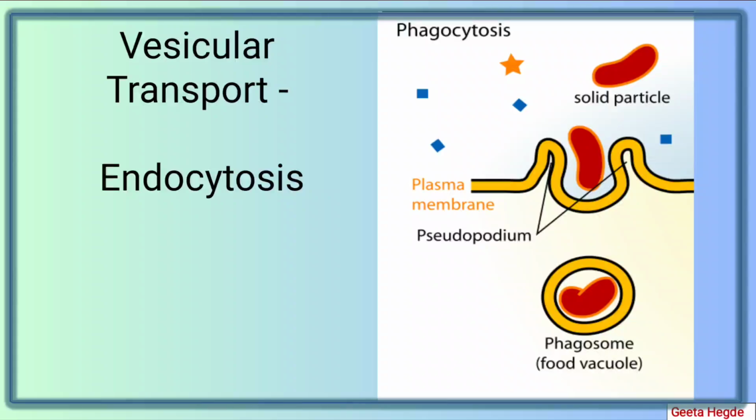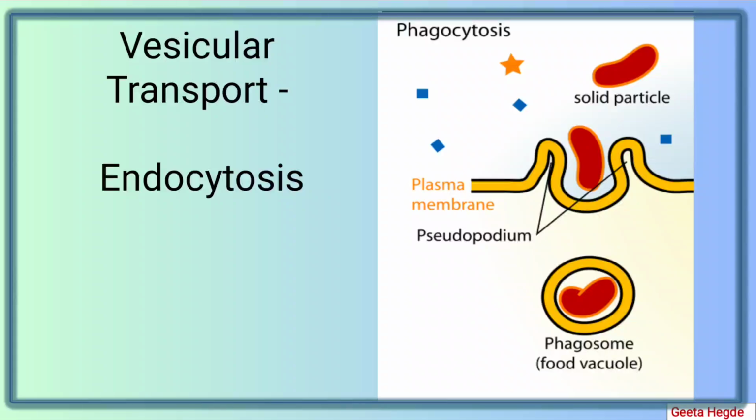It forms pseudopodia around the particle which has to be engulfed inside. This is known as pseudopodia and it leads to engulfing of a large particle or cell forming a phagosome. As you can see, a phagosome is also known as a food vacuole. So what does this phagosome do? This phagosome then fuses with the lysosome to digest the engulfed material.